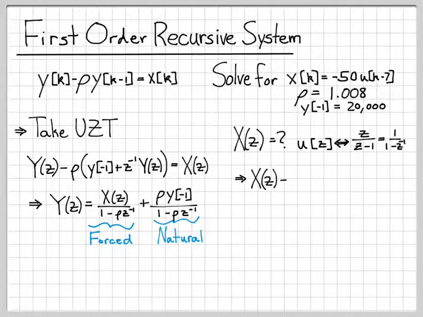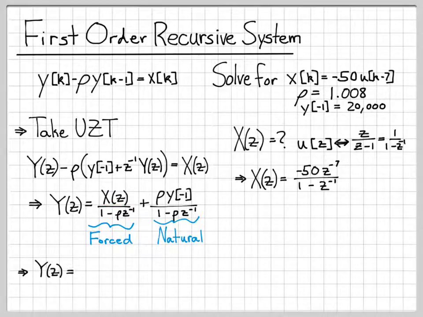So using this property, we can see that x of z is equal to negative 50, just the constant. It just comes along like constants always do with our linear transforms, times z to the negative 7, because I really have a unit step function that has been delayed 7 samples, times the transform for the unit step, which is 1 over 1 minus z inverse. So using my table and my properties of the z transform, we can easily write down what x of z is, and now I can come plug it into this equation over here.